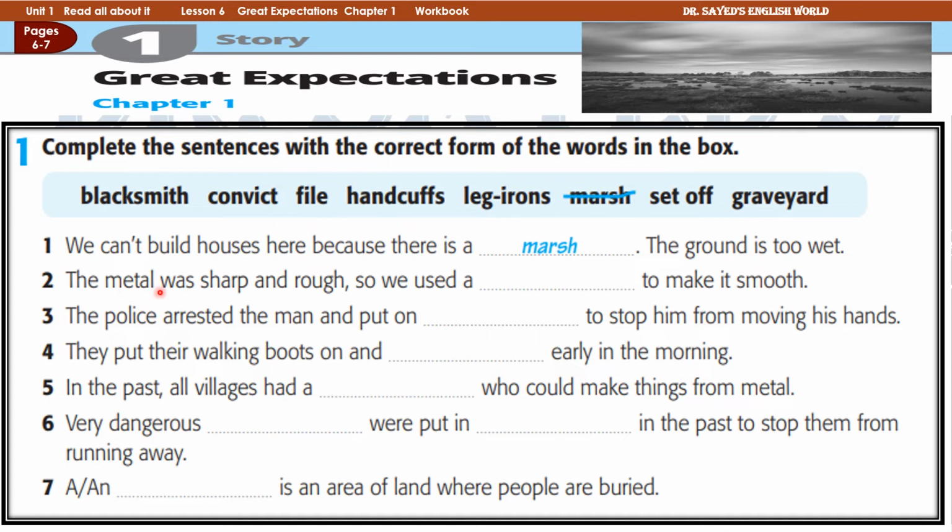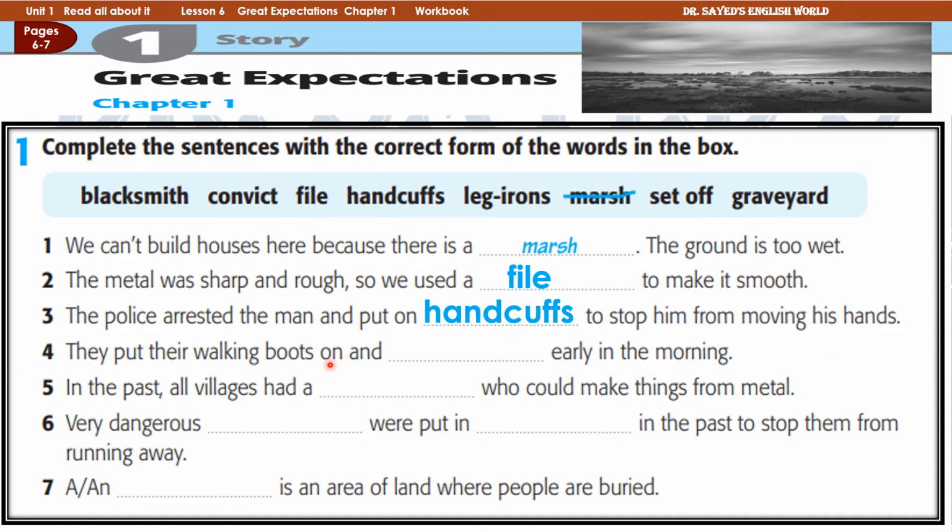Okay. Number 2, the metal was sharp and rough, not smooth. So we used a to make it smooth. Of course we used a file. Okay. The police arrested the man and put on what? Handcuffs, to stop him from moving his hands.